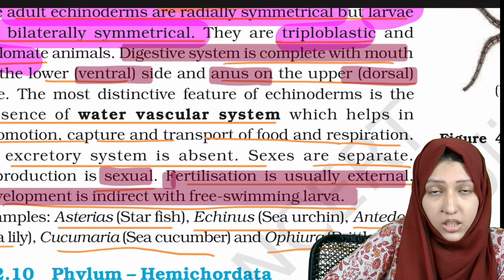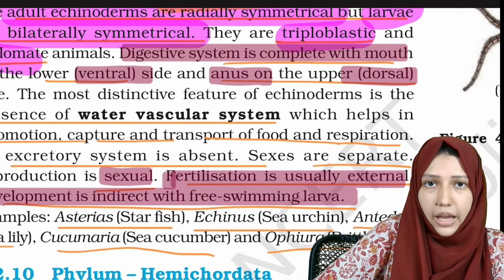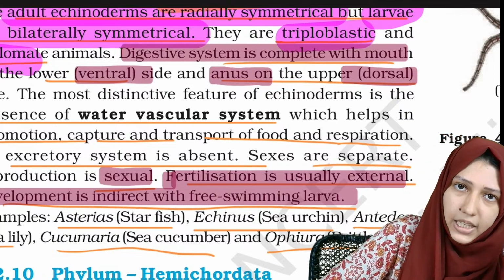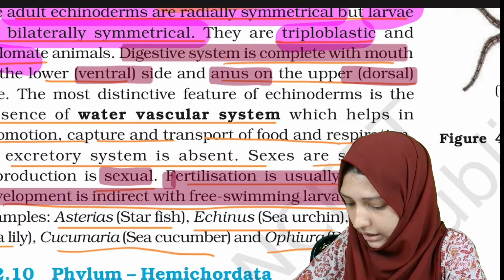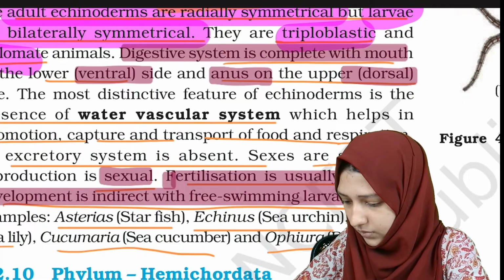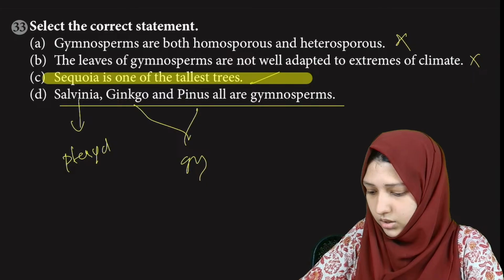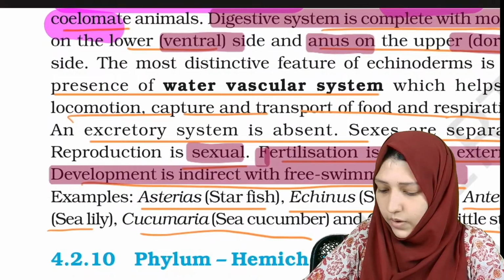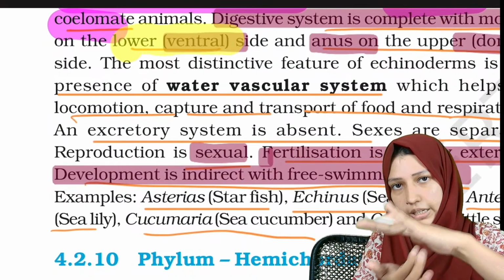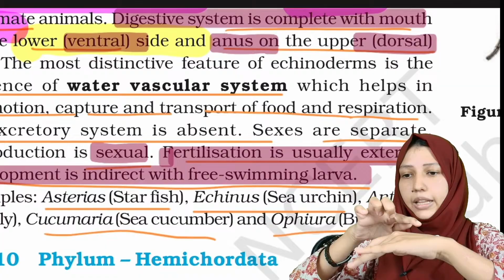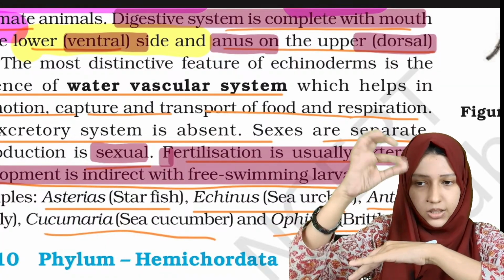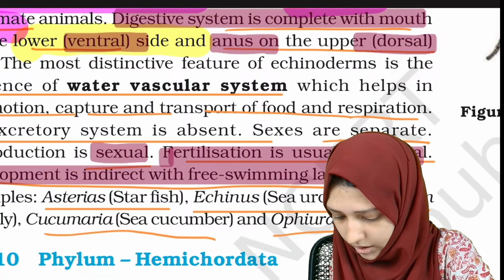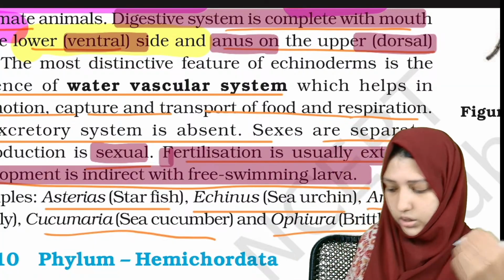What do they mean by the digestive system is complete? They have both the anal opening, which means the exit, and the mouth, which means the entry. The mouth is on the ventral side. Ventral side means the inside. The anus, which means the excretory opening, is on the dorsal side.